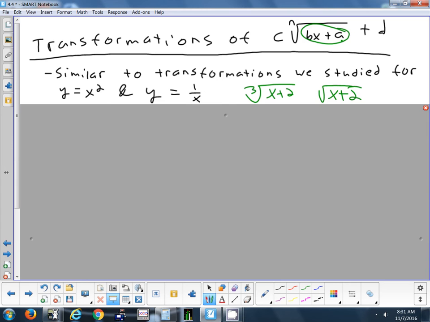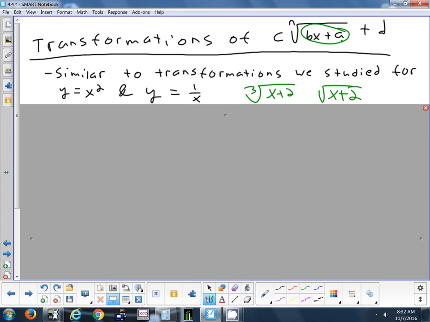C and D are not. They're exactly what you would expect. Okay, so C, I already said, that's a vertical stretch. Bigger number for C stretches your graph vertically bigger. Smaller number for C compresses it. And the last shift is D. What does D do? Yeah, it's going to shift up and down, and it's exactly what you would expect. Positive numbers shift up, negative numbers shift down.